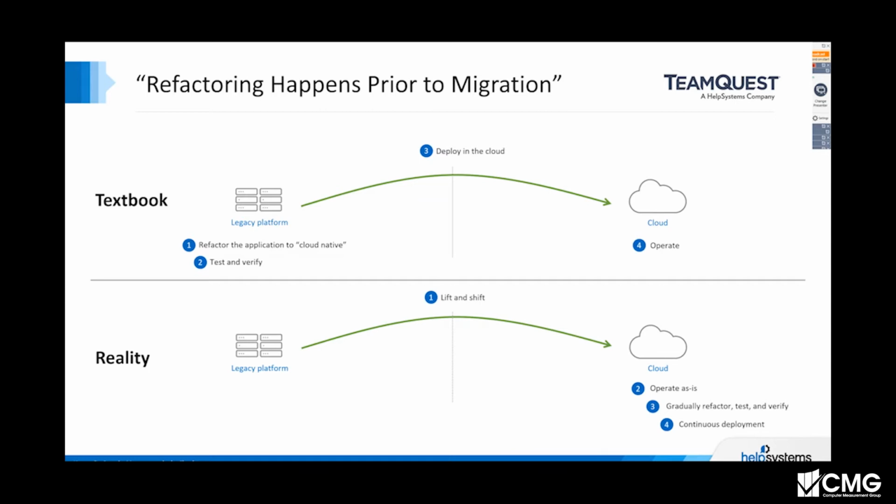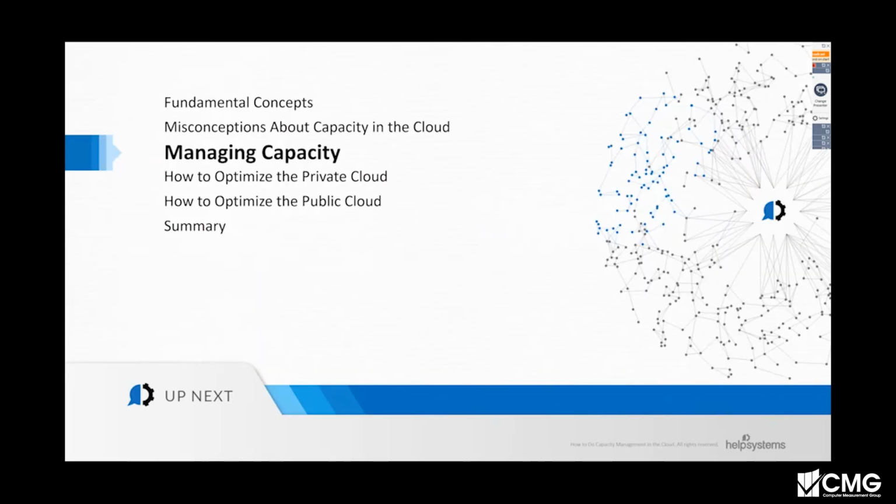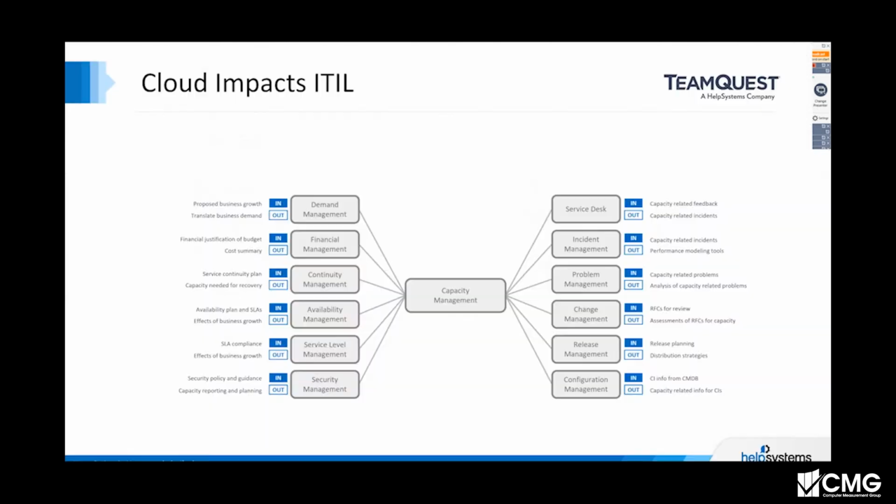So those are a couple of the misconceptions about capacity in the cloud and what it means. So how do you manage capacity in the cloud? A couple of general remarks there. The first one is that it has a major impact on ITIL. ITIL has been the natural habitat for capacity management, both in terms of what the responsibilities of capacity management are, but also, perhaps more important, describing the adjacent disciplines and how capacity management can rely on and benefit from interacting with them.